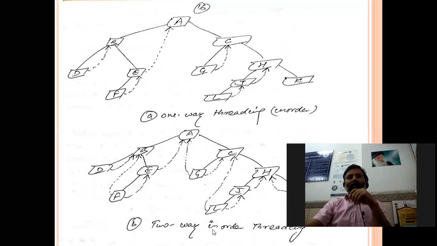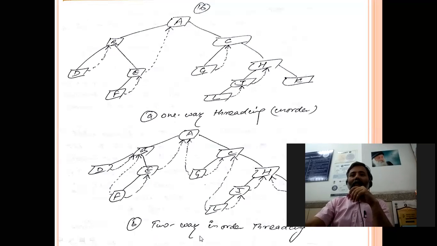In two-way threading, we will replace the left pointer as well. So in this figure A, we are just adding left threads also, and it will become two-way in-order threading. Here the left pointer of F is also empty, so it will point to B. So F pointing to B. Why? Because in in-order traversal, before F comes B. Similarly, before G, A will come, so the left pointer will point to this A. Again, L will point to C. K will point to H.